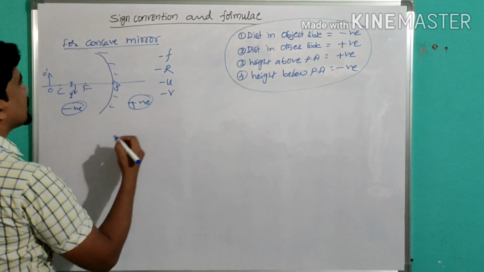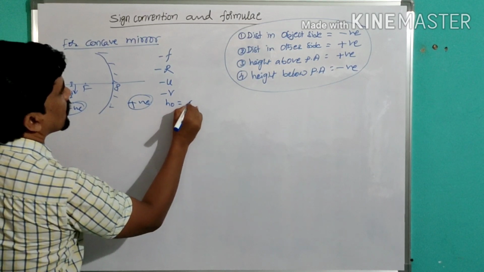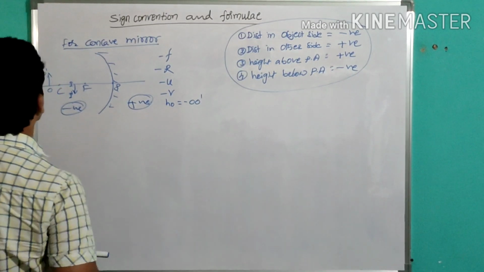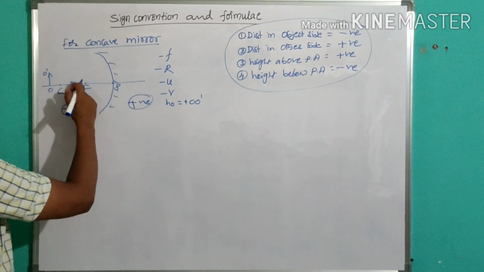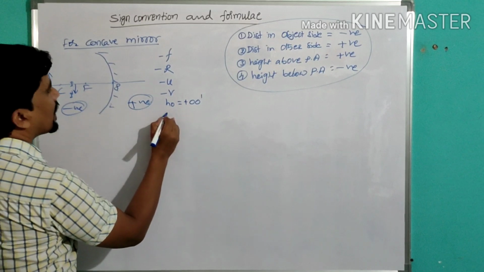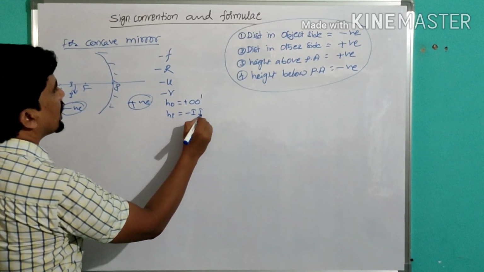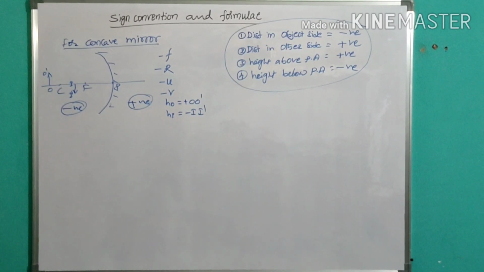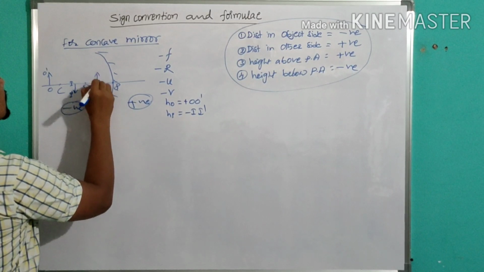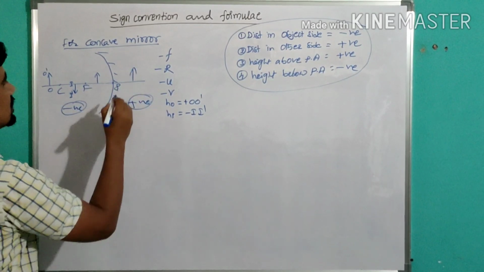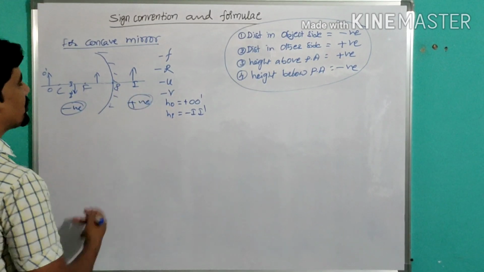Height above the principal axis: O dash, the height of the object HO, is positive. Height below the principal axis: I dash, that is the height of the image, is negative. Next, suppose the object is between P and F. Here there is an object, and here we get the image. In that case, the image distance PI is positive.